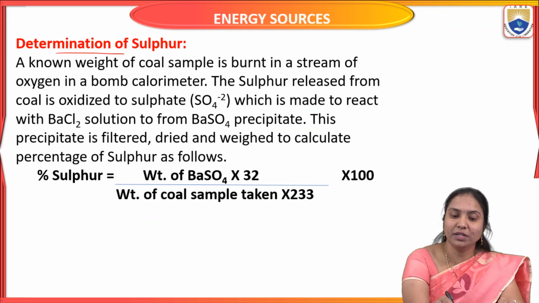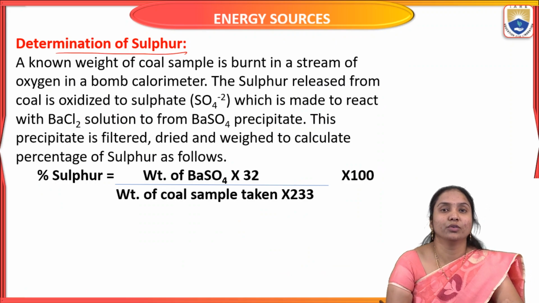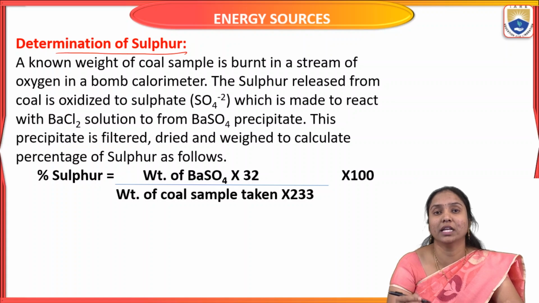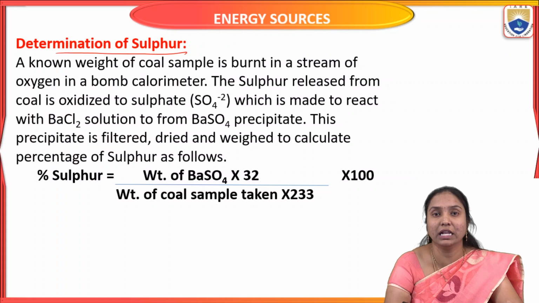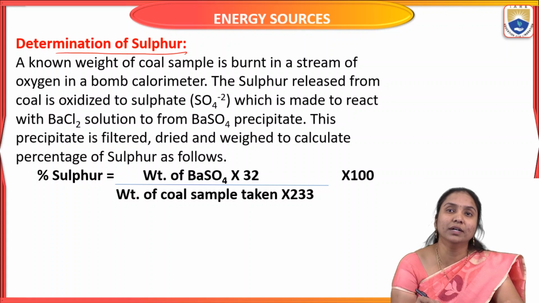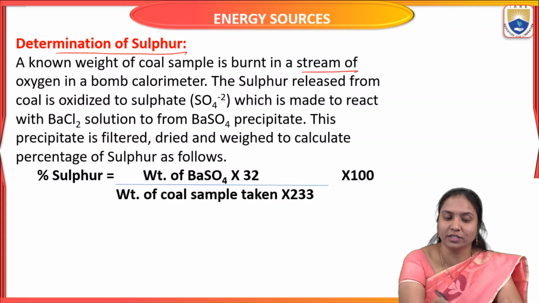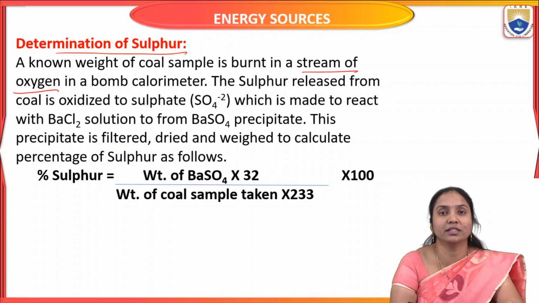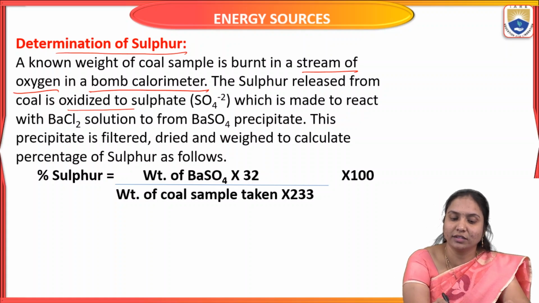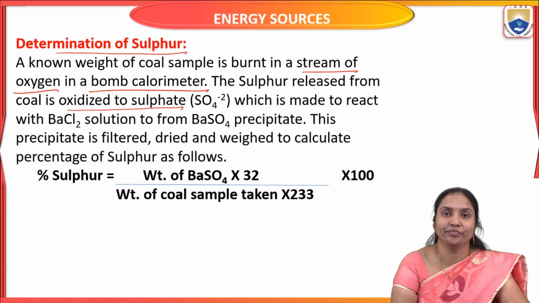So now let's discuss determination of sulfur. How can you determine the sulfur present in a coal sample by the ultimate analysis process? A known weight of coal sample is burned in a stream of oxygen in a bomb calorimeter. The sulfur released from coal is oxidized to sulfates.